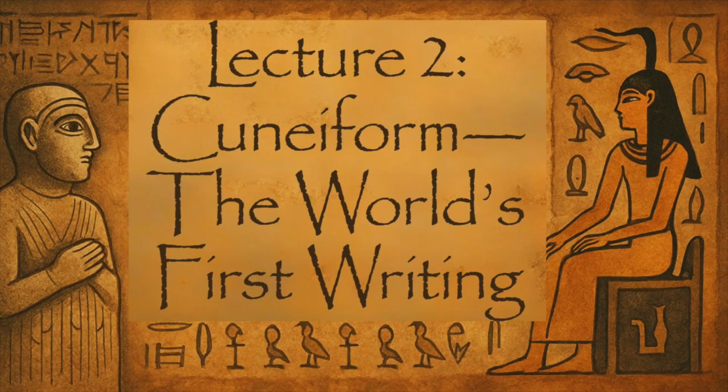Lecture 2, Cuneiform, the world's first writing. We go back to Sumer, where the wedge-shaped impressions on clay tablets became the first known system of writing. Professor McWhorter explains how cuneiform worked, what it recorded, and why it eventually fell out of use, although I will say it took a very long time to fall out of use.